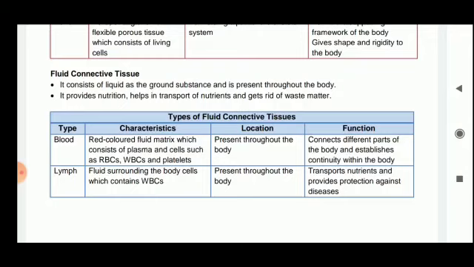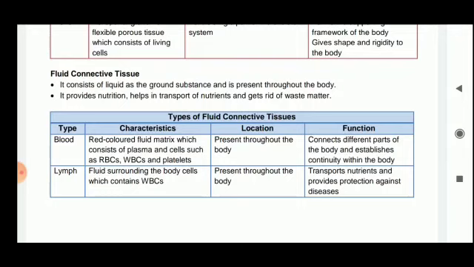So there are basically two carriers. One is called lymph and the second is called blood. One by one we will talk about them, and these two transporting tissues are found in fluid connective tissue.